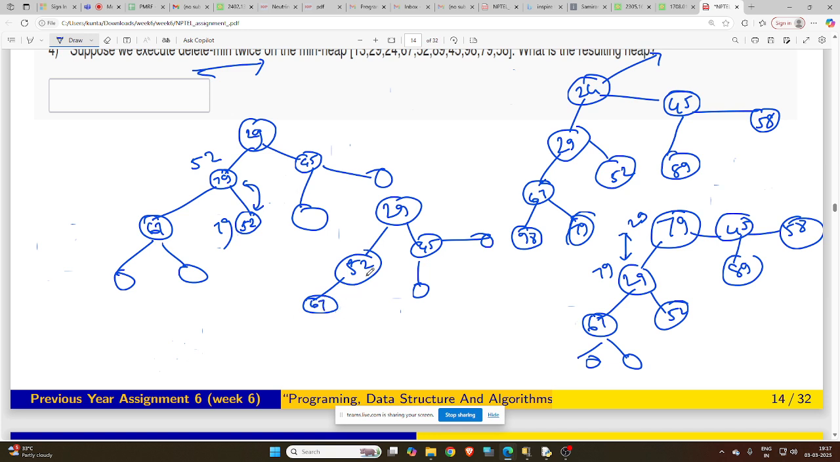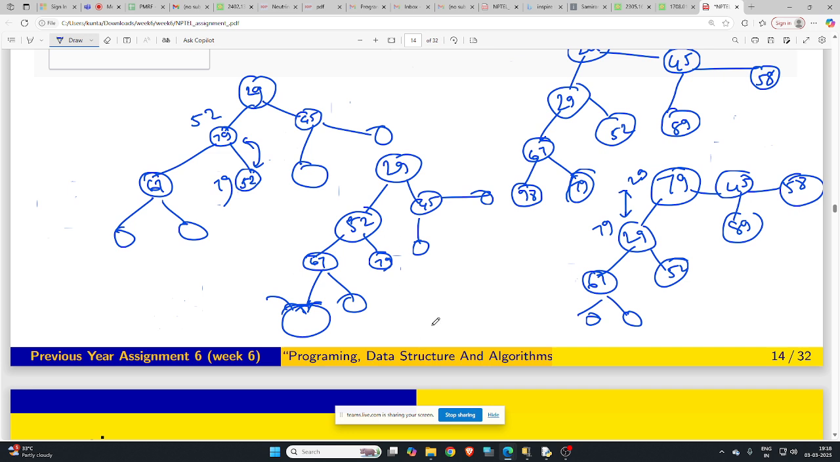Oh no, one is 67, this is 79. Yes, ma'am. 67 and 79. That type of thing is there. So this will be the final heap after doing the two delete-mins.